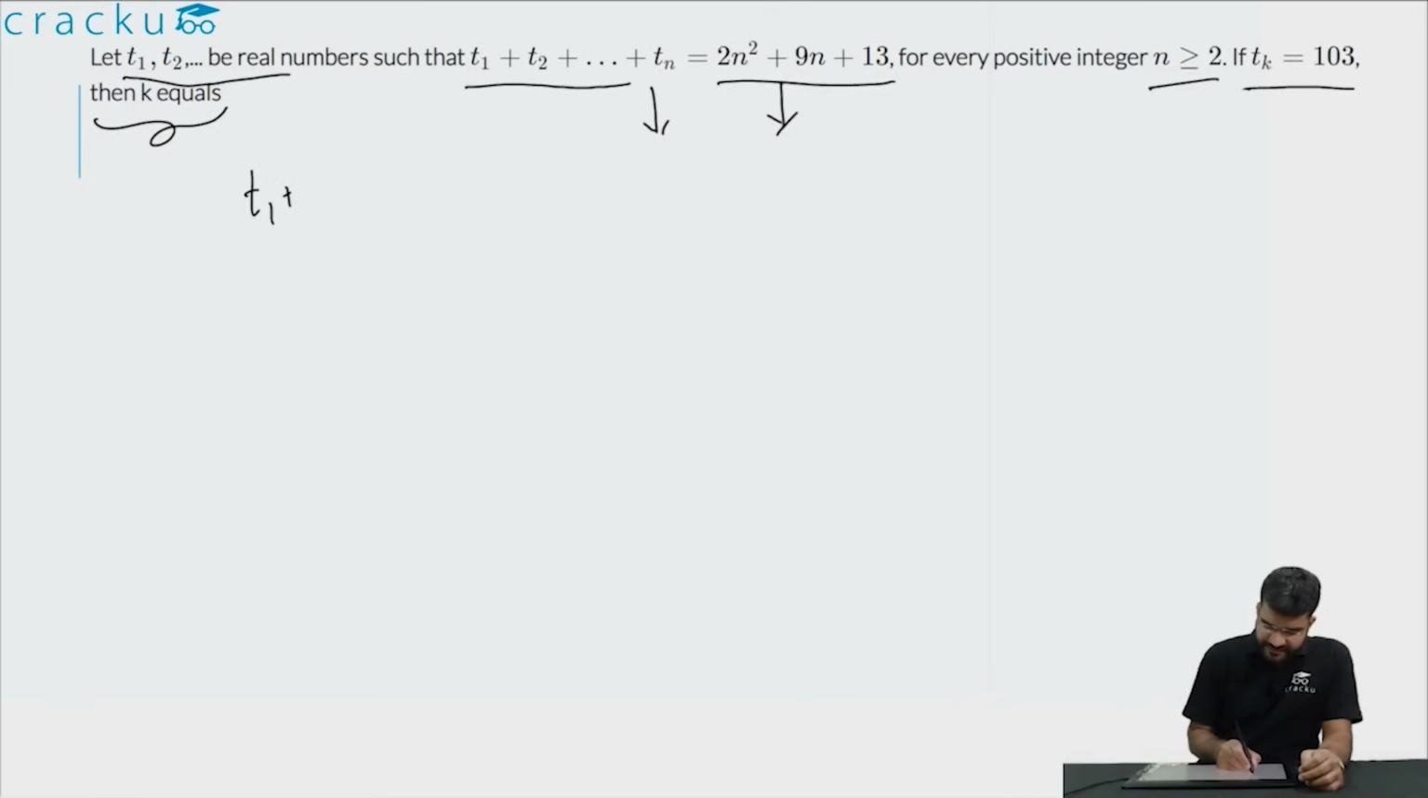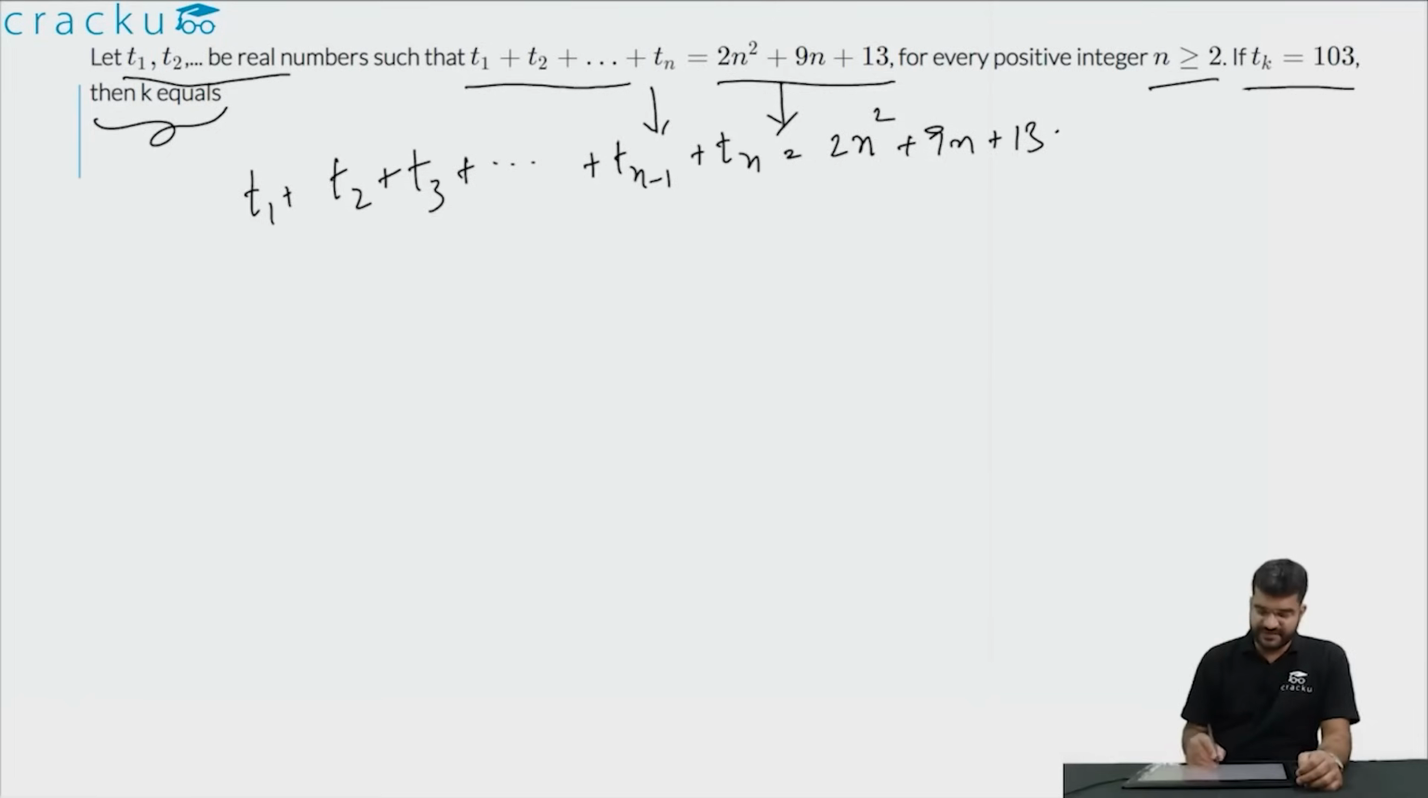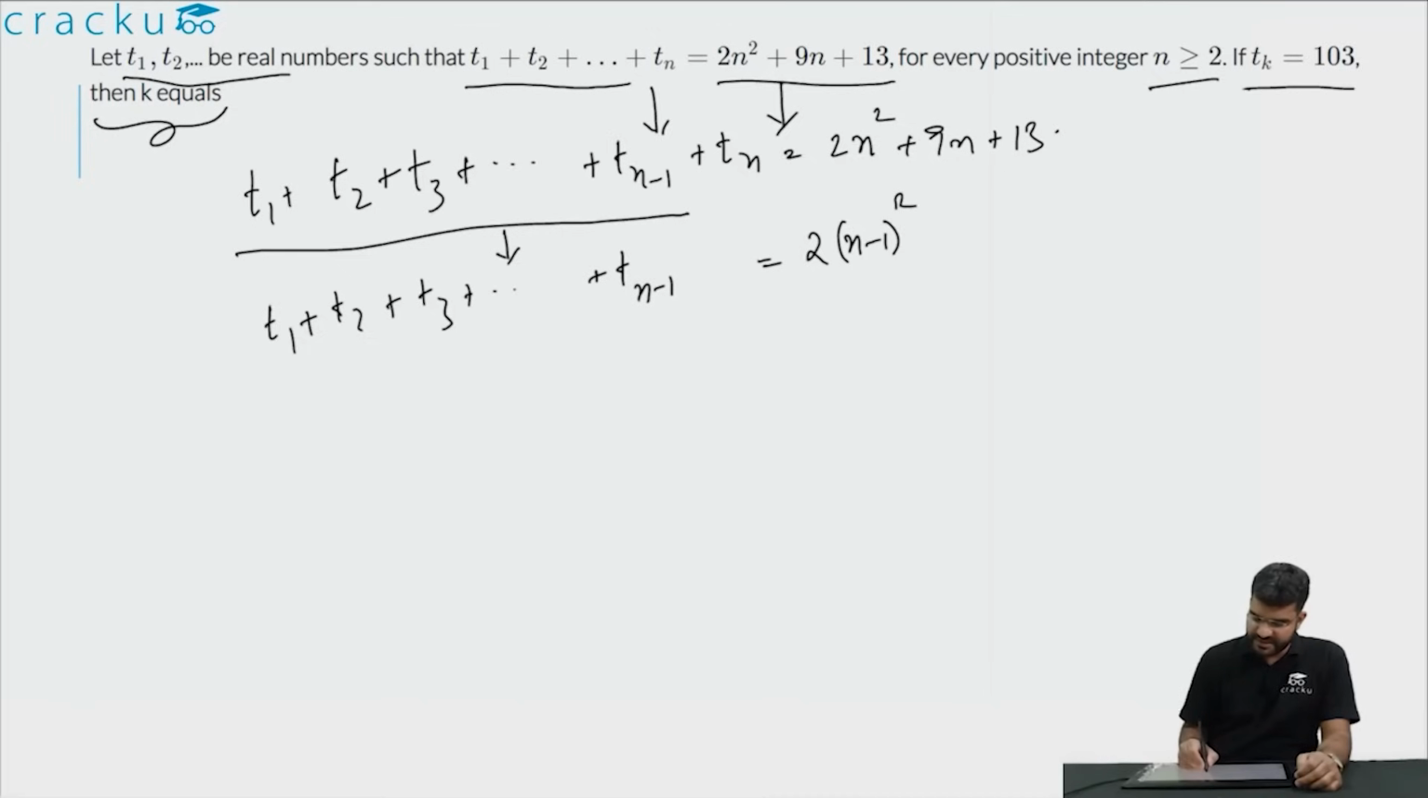So we know that t1 plus t2 plus t3 plus dot dot dot plus t(n minus 1) plus tn is equal to 2n square plus 9n plus 13. Now what we will do is we will try to find out the value of t1 plus t2 plus dot dot dot plus t(n minus 1), and then we can subtract both of them to find out the value of tn. Finding this out is actually quite easy. Now we know that t1 plus t2 plus t3 plus dot dot dot plus t(n minus 1) is actually equal to 2 into (n minus 1) whole square plus 9 into (n minus 1) plus 13.